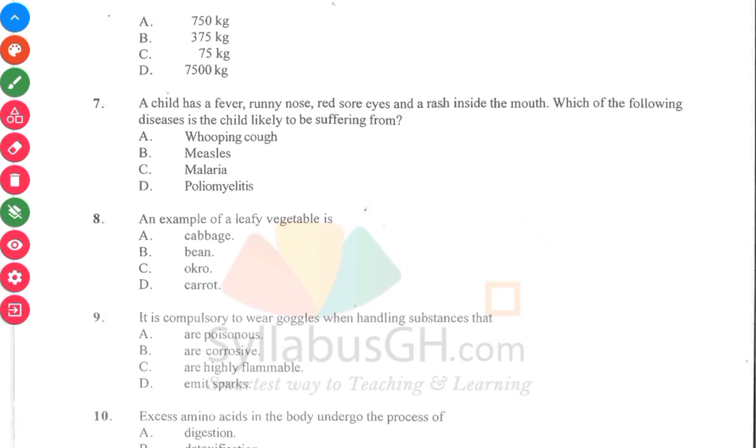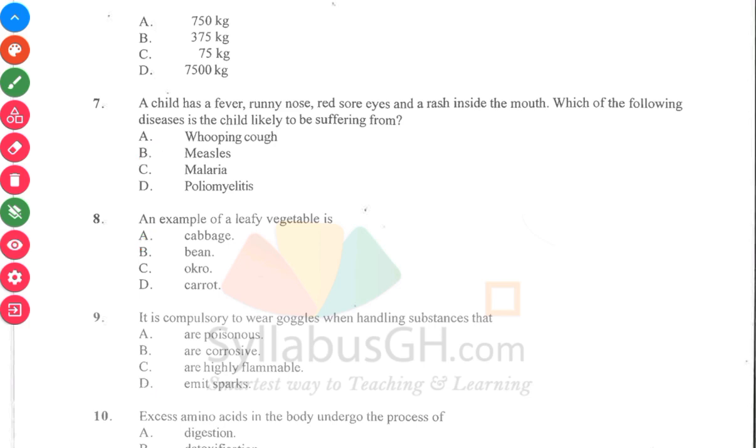Number 7, a child has a fever, runny nose, red sore eyes, and a rash inside the mouth. Which of the following diseases is the child likely to be suffering from? Now I want you to act like a doctor, and looking at these symptoms, the answer is B, measles. Number 8, an example of a leafy vegetable is cabbage, bean, okra, and carrot, and it's cabbage. Number 9, it is compulsory to wear goggles when handling substances that A, are poisonous, B, are corrosive, C, are highly flammable, D, emit spark. And the answer is D, emit spark.